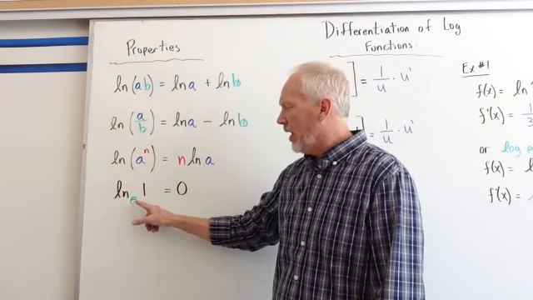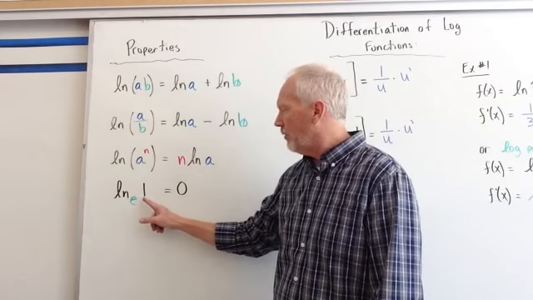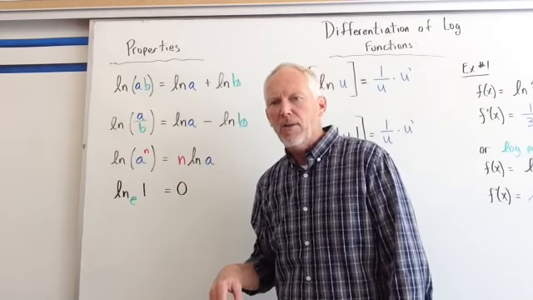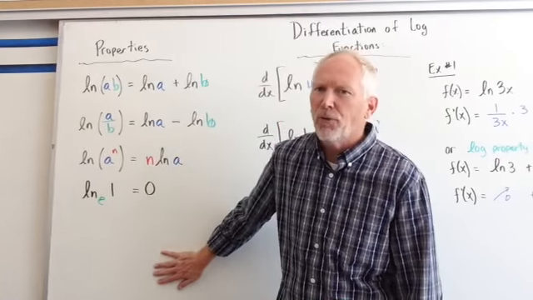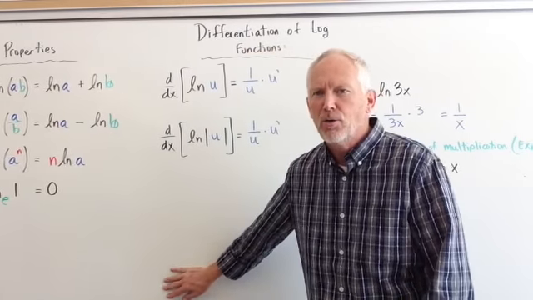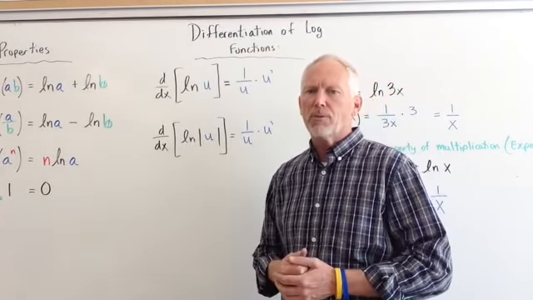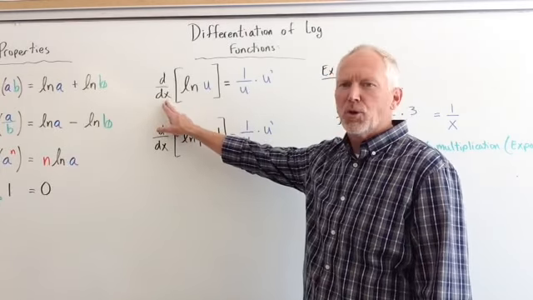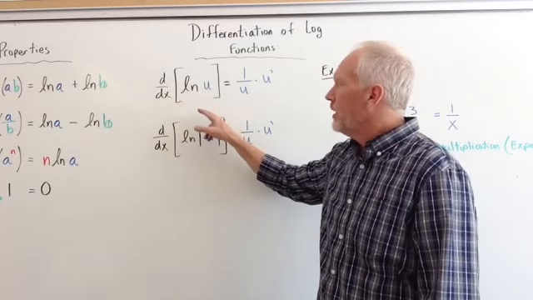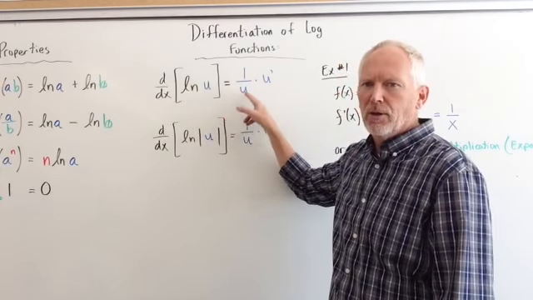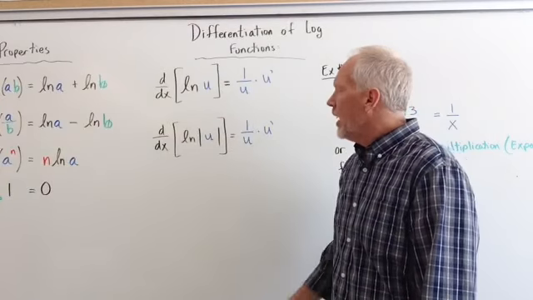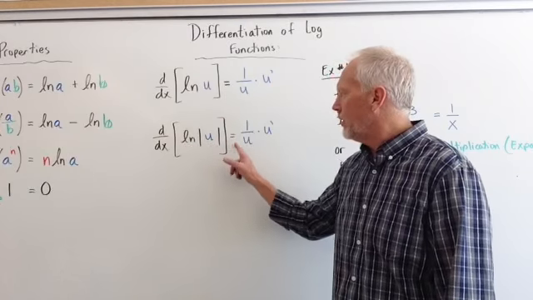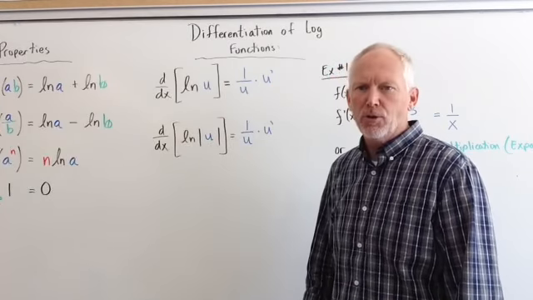And remember, ln with base e of 1 is 0. We say e to what power is 1, and that's 0. So now let's look at the differentiation properties. I wrote it out in u form because oftentimes you're going to have some u in there. The derivative d dx of ln of u is equal to 1 over u times u prime. And this goes for the absolute value as well: the derivative of ln of the absolute value of u is 1 over u times u prime.